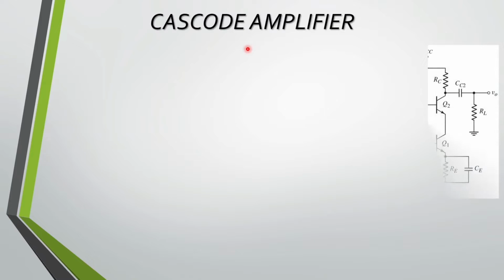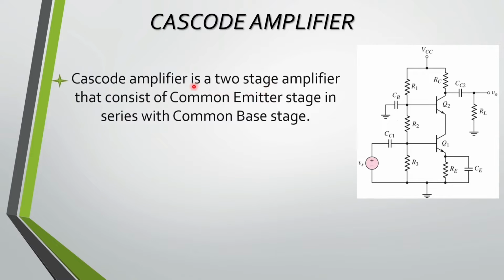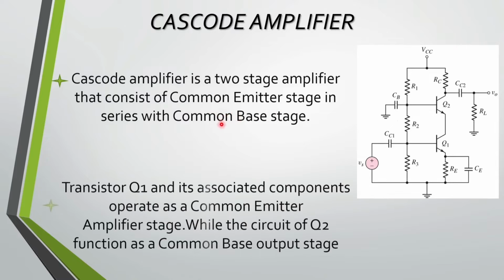Now we are going to discuss Cascode amplifier, its design, and why we use two different configurations in it. Generally, Cascode amplifier is a multi-stage amplifier that consists of common emitter configuration and common base configuration. The transistor Q1 and its associated components operate as common emitter amplifier stage, while the circuit of Q2 functions as common base output. In this circuit, we have 5 resistors, 3 coupling capacitors and 1 bypass capacitor.